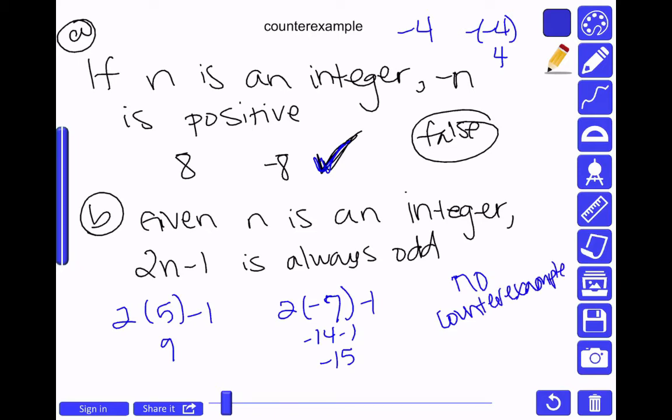If you think about it, the reason it's a true statement is because if you multiply 2 times any number, you're going to get an even number. And then if you subtract 1 from that, then you'll always end up with an odd number.